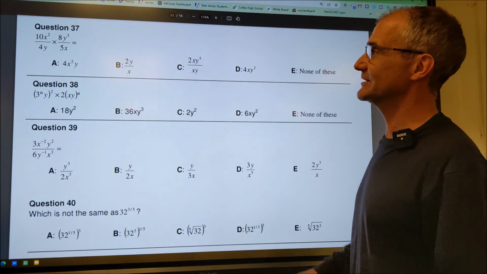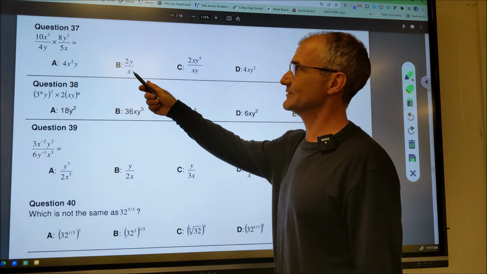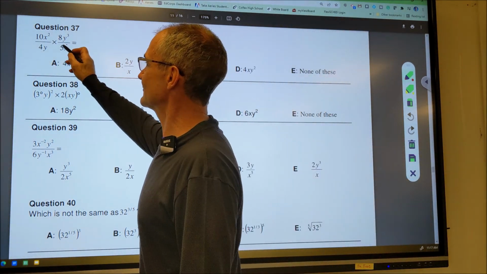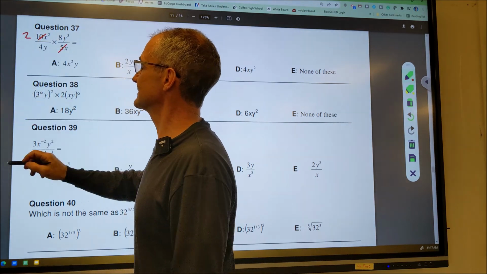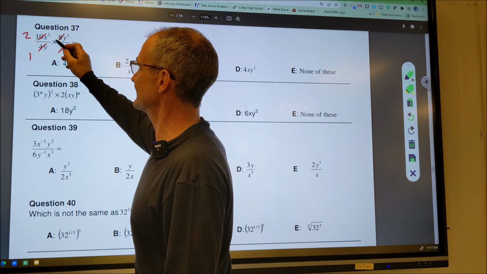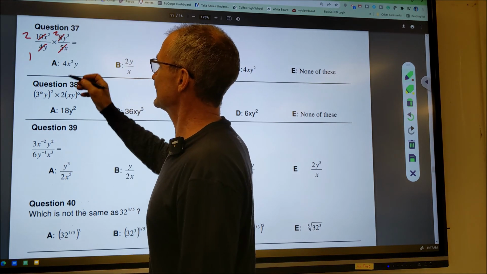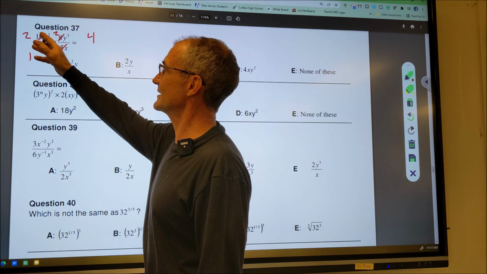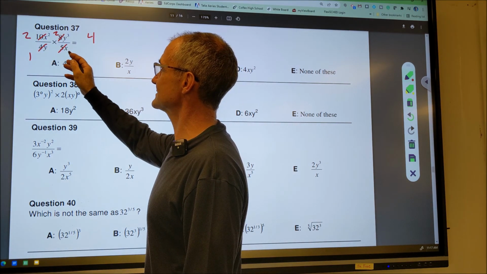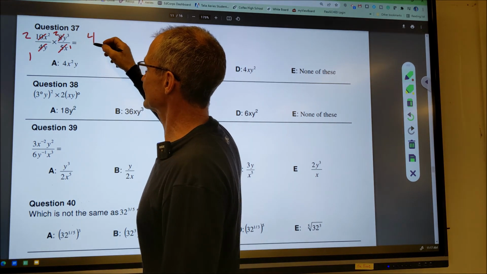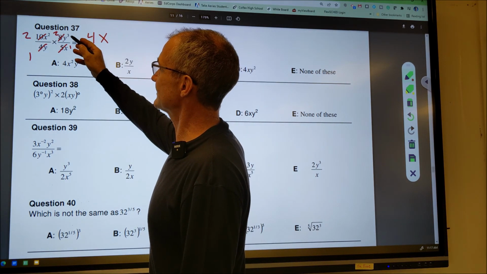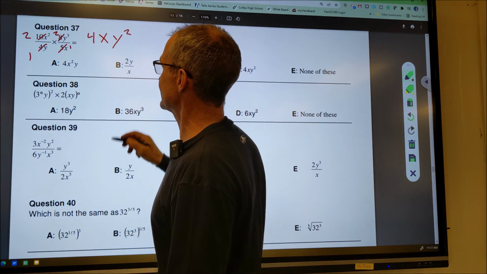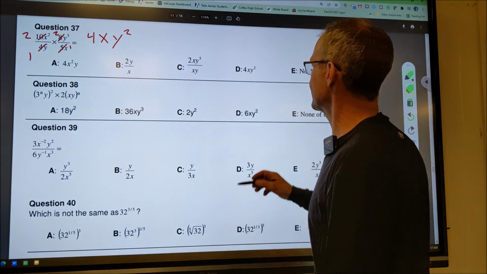Okay, number 37, laws of exponents. We're just simplifying this expression. So we'll just start canceling. 5 will go into 5 one time, into 10 twice. 4 will go into itself one time, into the 8 twice. And then in the numerator, I have 2 times 2, or 4. In my x values, I have x squared over x to the first. I subtract exponents, so 2 minus 1 gives me 1. And then y to the third over y to the first, 3 minus 1, gives me 2. So my answer is 4xy squared. Here it is.